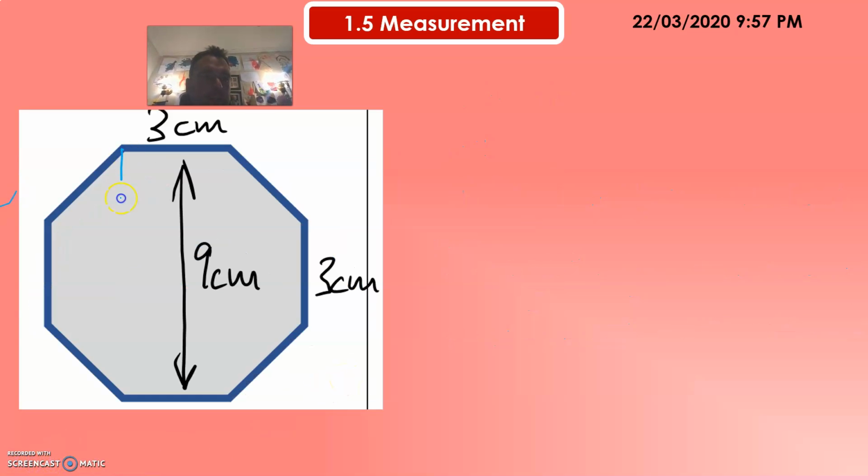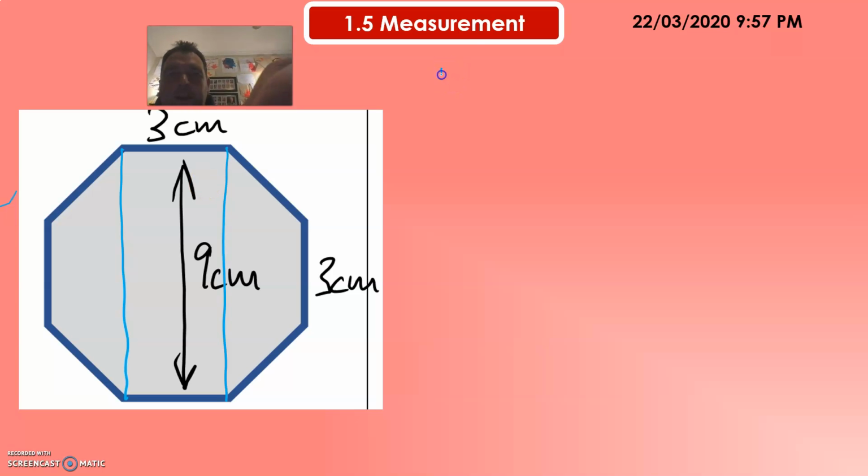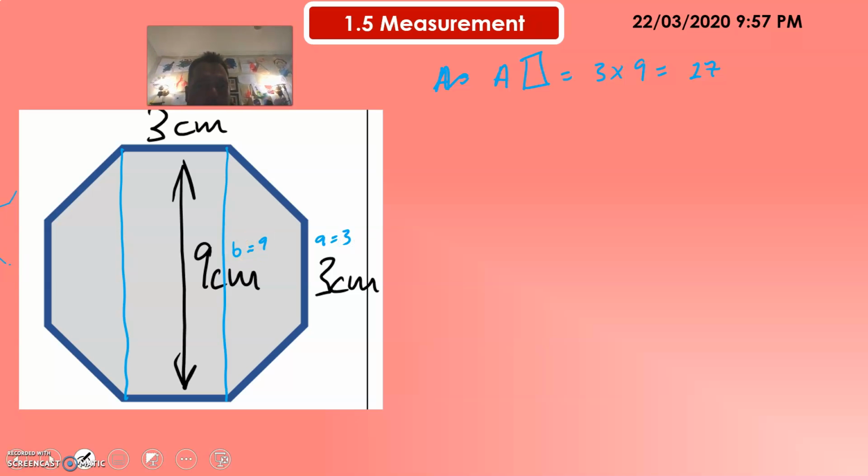This one's a little bit tricky. So easiest thing is that there's 2 trapeziums and a rectangle. The area is nice and easy. So the base is 3 times the height, which is 9, because it's 27. Trapezium's a little bit more difficult. So that's B, that's A. A is equal to 3, B is equal to 9.